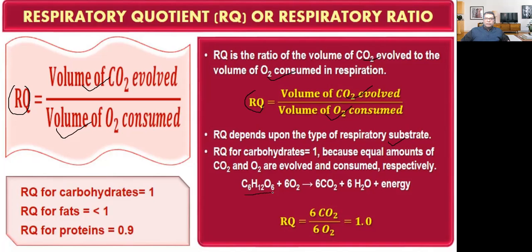So here in this molecule, this is a carbohydrate. How many molecules of oxygen are consumed? 6. And how many carbon dioxide are evolved? 6. So 6 carbon dioxide are evolved and 6 oxygen molecules are consumed. So the RQ value for carbohydrate is 1.0. RQ for fat is less than 1, and RQ for protein is equal to 0.9.